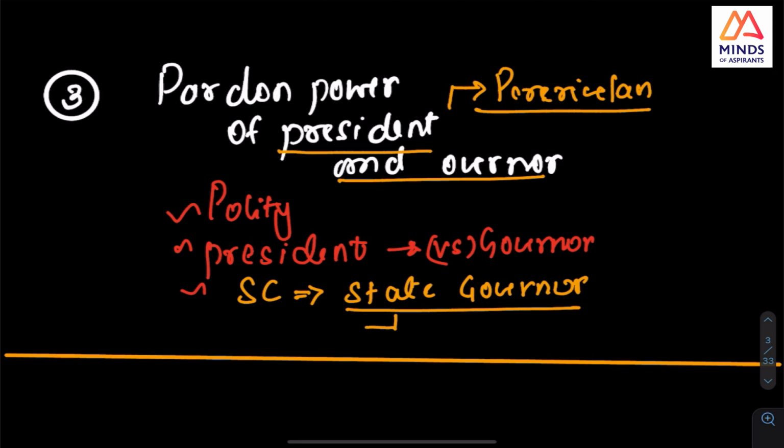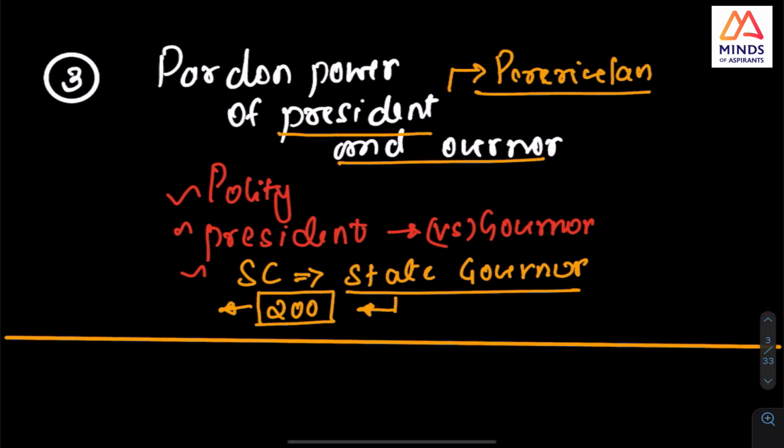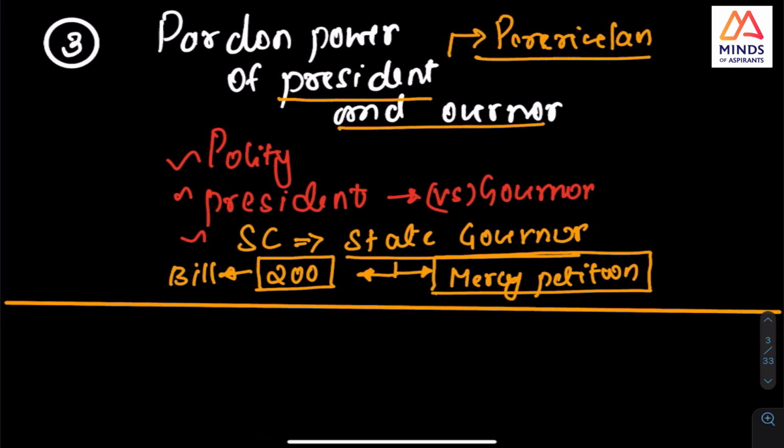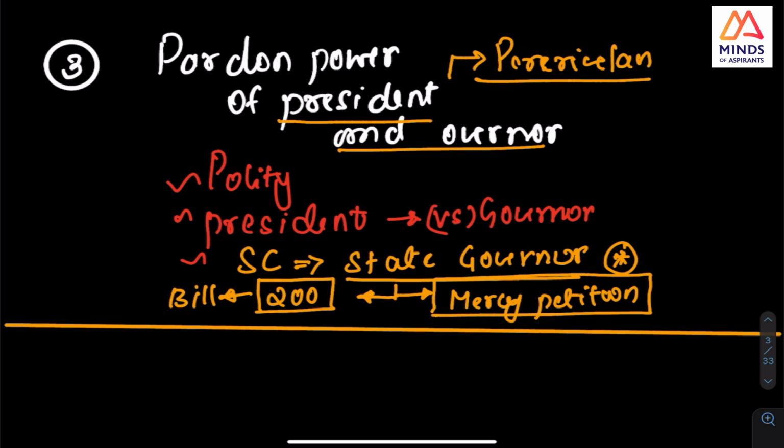The governor under Article 200 can refer a bill to the president. But can the governor refer a mercy petition or petitions for release of prisoners to the president? The Supreme Court has said that this is not present. The reference of a mercy petition or any other petition by the governor to the president is not present in the constitution. See, Article 200 is different.